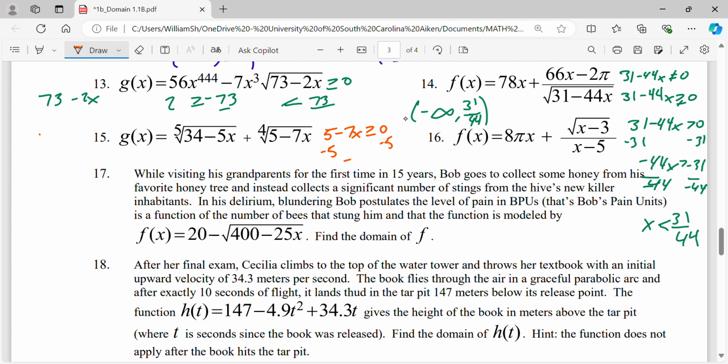Subtract 5 from both sides. I'm looking at negative 7x is greater than or equal to negative 5. I'm going to divide by negative 7 here on both sides. The sign's going to switch, so x is less than or equal to 5/7. What that means is we're going from negative infinity to 5/7, but we're using a bracket because the equal to is retained.